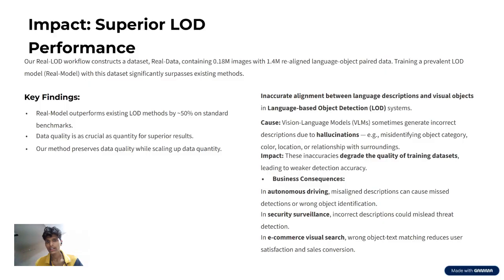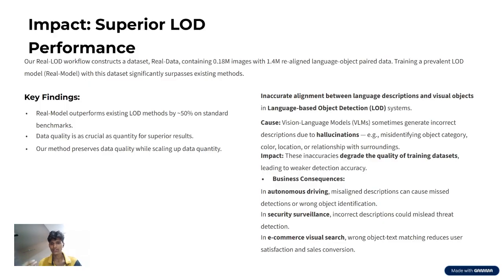If you see that inaccurate alignment between language descriptions and visual objects in language-based object detection systems causes visual language models to sometimes generate incorrect descriptions due to hallucinations. Examples: misidentifying object category, color, location, relation, surroundings. Impact: these inaccuracies degrade the quality of the training datasets, leading to weaker detection accuracy.